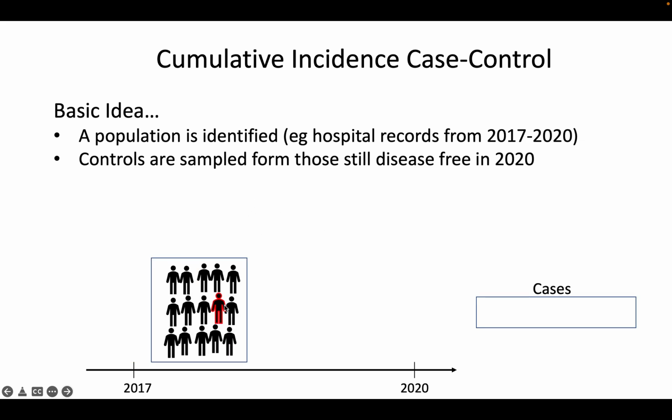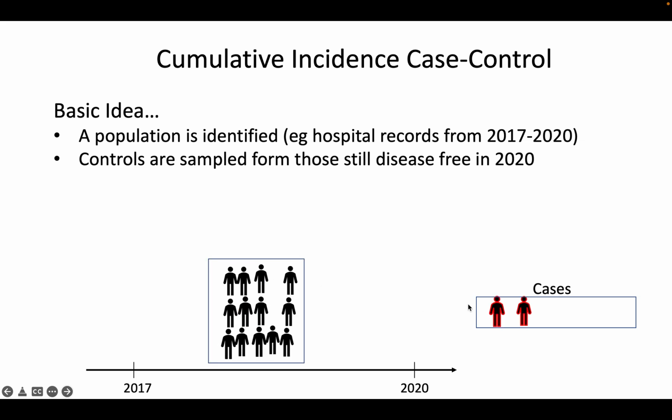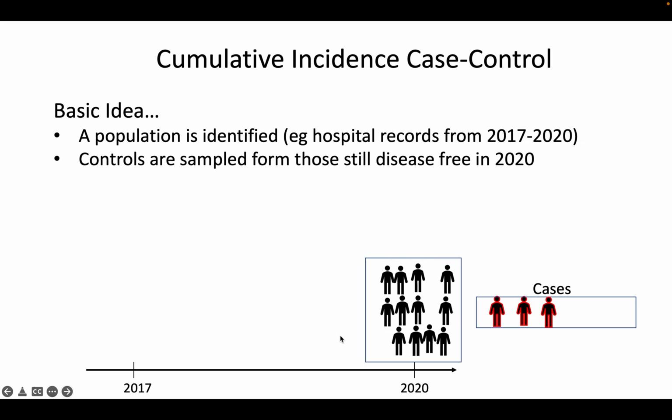So here we have this group we're following. That person got the disease, we pick them as a case. That person, we pick them as a case. Keep going. And these people made it to the end. They were at risk the whole time and made it out without getting the disease. We sample from that, and that's our control group. And that's cumulative incidence.